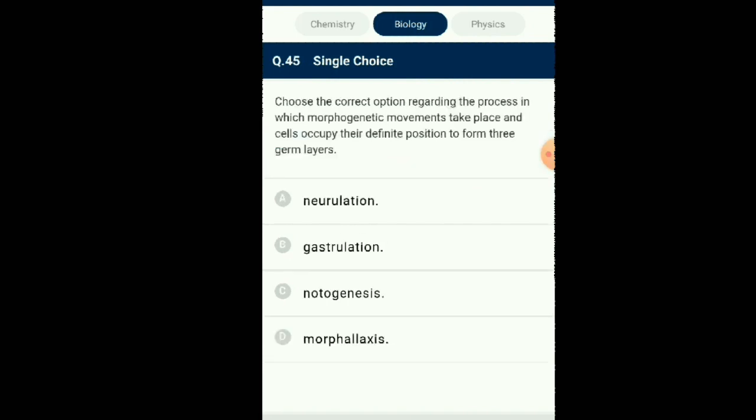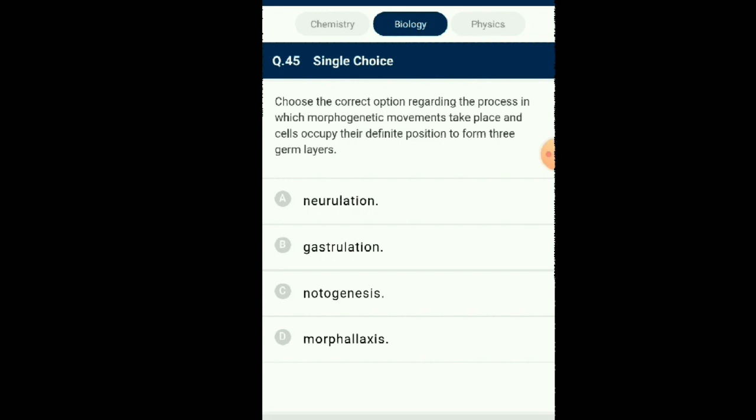Question number 45. Choose the correct option regarding the process in which morphogenetic movements take place and cells occupy their definite position to form three germ layers. Gastrulation is the process by which a blastula converts into a gastrula. During gastrulation, morphogenetic movements occur and a three-layered embryo made of ectoderm, mesoderm and endoderm forms, enclosing a new cavity called the archenteron.